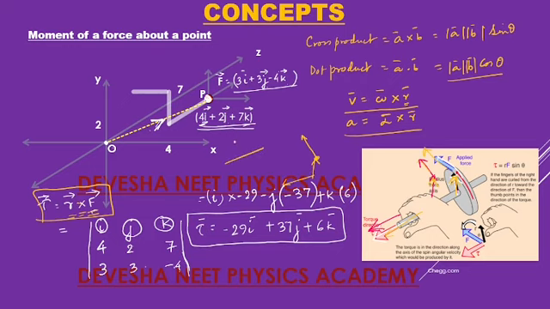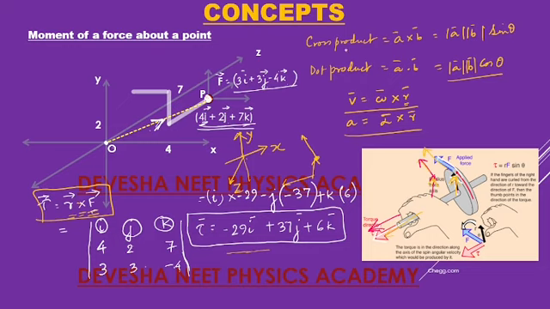If this is the x direction and this is the y direction, then this is the z direction. The direction of torque will be perpendicular to both force as well as the positional vector. So this is how you compute the torque and how you find its direction, which is nothing but the right hand thumb rule.